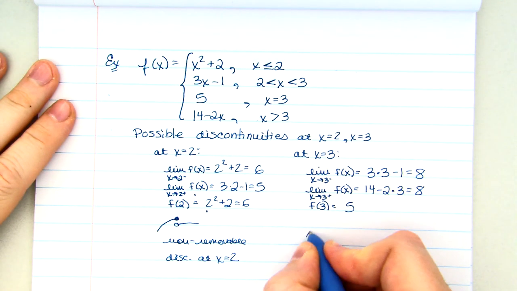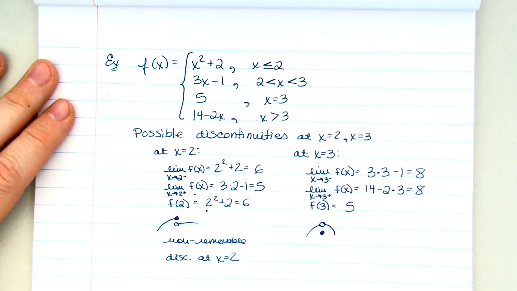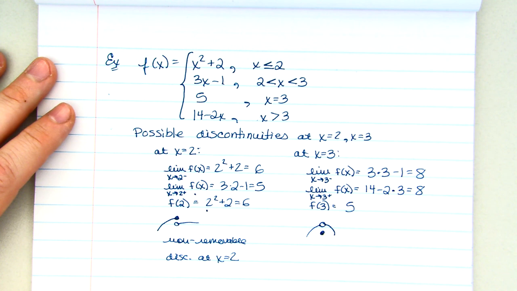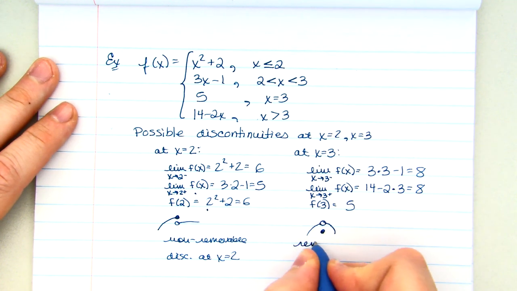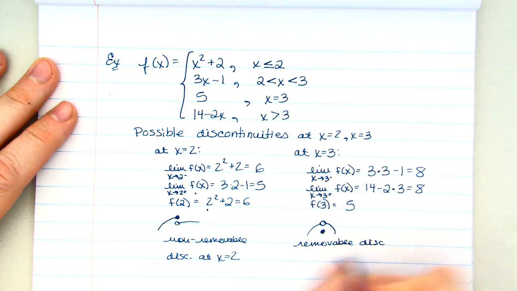I'm approaching 8. I'm approaching 8. But I'm equaling 5 right there. So what are we going to call it? Removable discontinuity. There is a removable discontinuity at x equals 3.